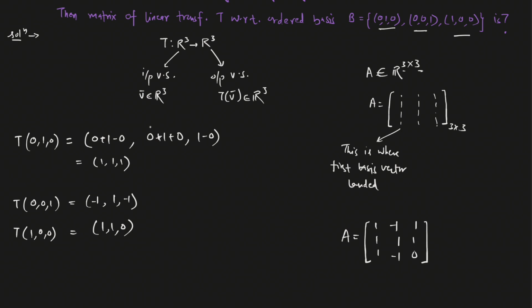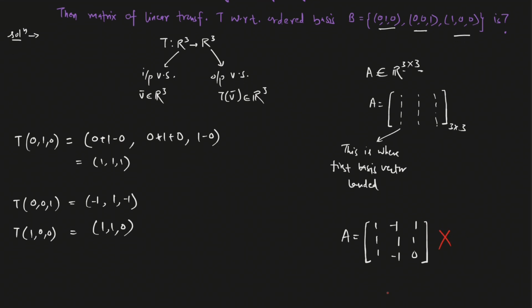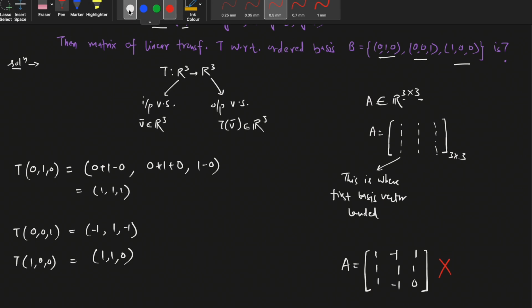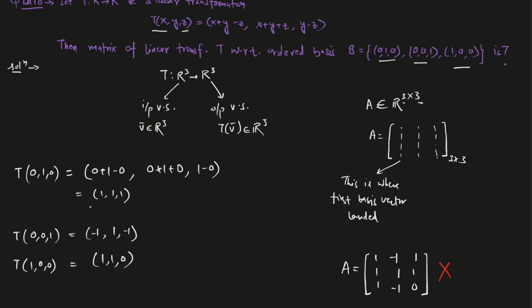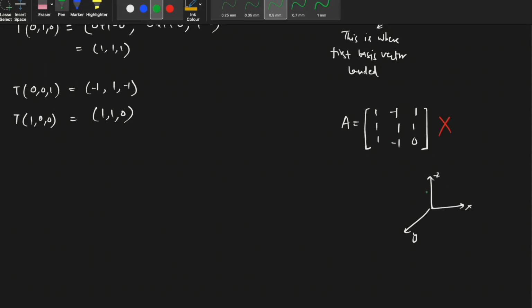All right. But if you have seen my last video, where I explained in great detail, this is completely wrong. Why is this wrong? Because these transformed basis vectors 1, 1, 1, minus 1, 1, minus 1, and 1, 1, 0 are not according to this basis set. They are according to the standard basis set i hat, j hat, k hat. For the R3 vector space X, Y, and Z, the standard basis set is i hat, j hat, k hat, right?